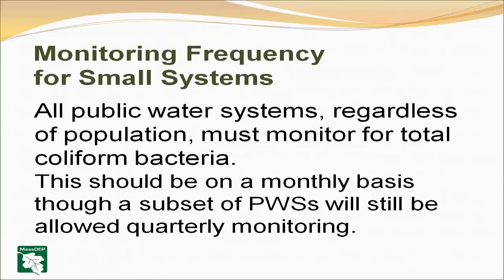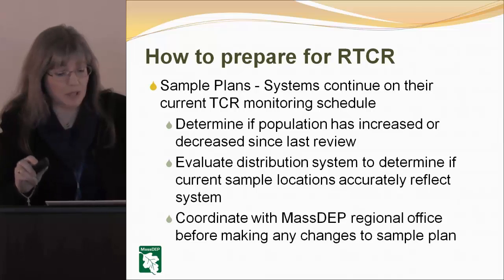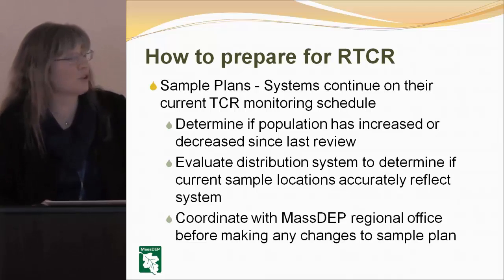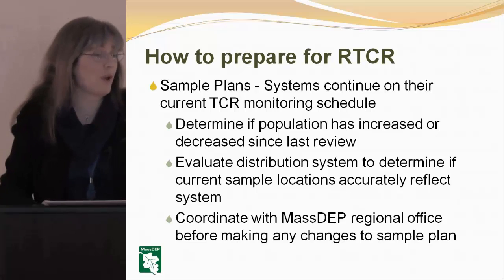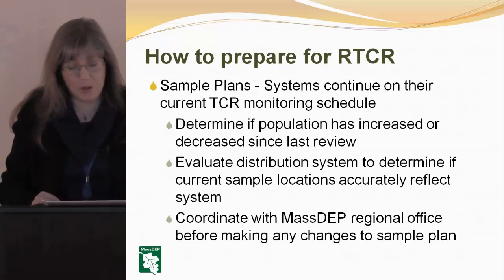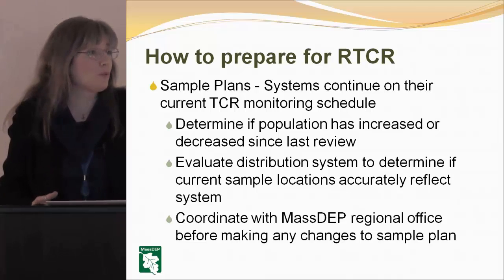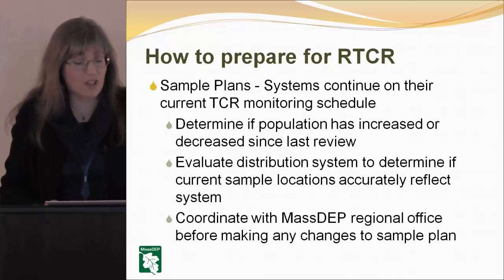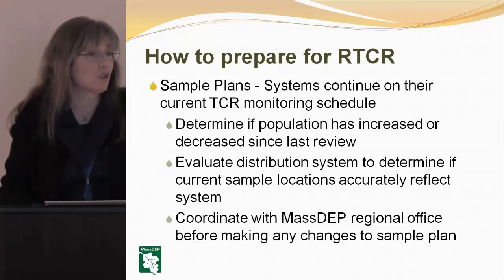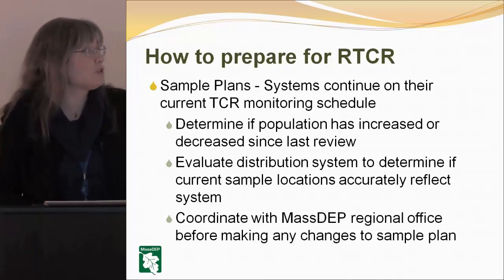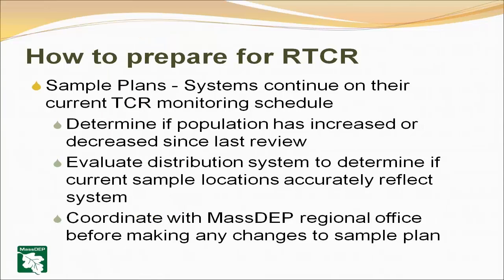All public water systems, regardless of population, must monitor for total coliform bacteria. Sampling plans: you'll continue to use your current total coliform sampling plans. But one thing to always keep in mind, especially for the small municipal systems here, is that if your population has increased or decreased since your last sanitary survey, that's information you would report in your annual statistical reports, but it also directly affects your current total coliform and your upcoming revised total coliform rule regulations.